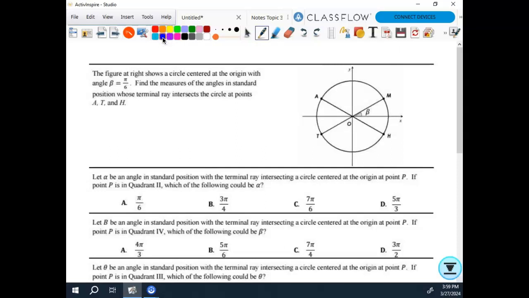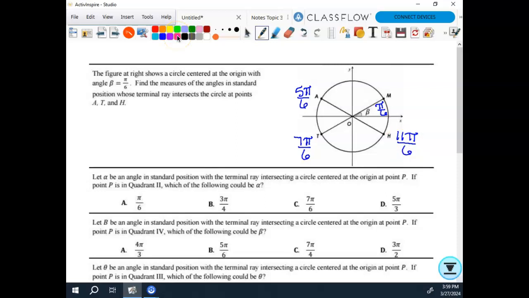The figure at the right shows a circle centered at the origin with angle beta being pi sixths. Find the measure of the angles in standard position for the other points. Basically, these are all my pi sixth angles. So in the second quadrant, it is 5 pi sixths. This would be 7 pi sixths. This one would be 11 pi sixths. That should be old news.